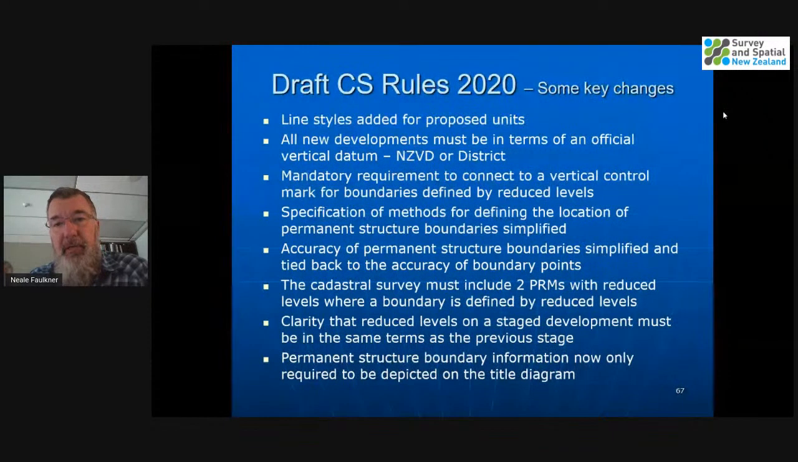Mandatory requirement to connect to a vertical control mark for boundaries defined by reduced levels. You can read all of that stuff, but that's just giving you a little bit of a heads up on some of the changes that are coming up, but it's only in draft format. There may be other stuff, but I'm sure Lynn's will update LCSs of all of this stuff.